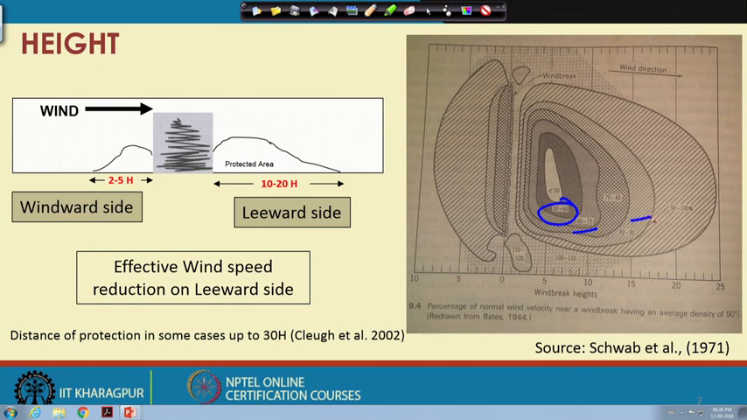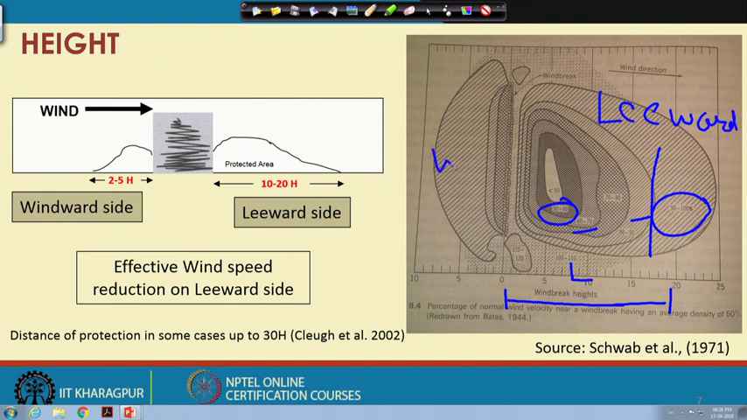So, what you can see is that most of the effective protection area lies within a length of 10 to 20 h. Here we can see most of the effectiveness is visible up to around 17 h length. Once you go away from that, you can still measure some reduction, but it is very small, only around 10% reduction. Similarly, this is the leeward side and this is the windward side. On the windward side also there is a reduction in wind speed of around 10%.